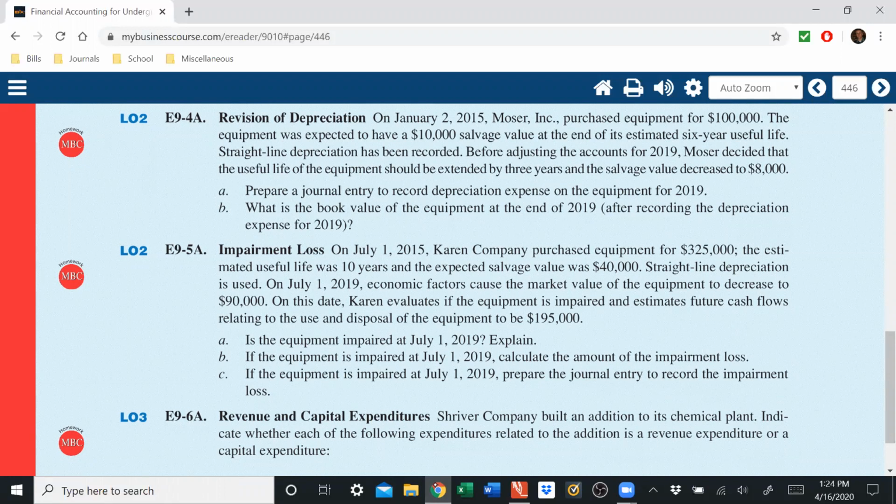So to decide if the equipment is impaired, the market value of the equipment on the date that you're doing the deciding is irrelevant. This third sentence says on July 1st, 2019, economic factors caused the market value of the equipment to decrease to $90,000. That's irrelevant in deciding whether the equipment is impaired or not. It's just extra information given to you that you don't need to answer the question.